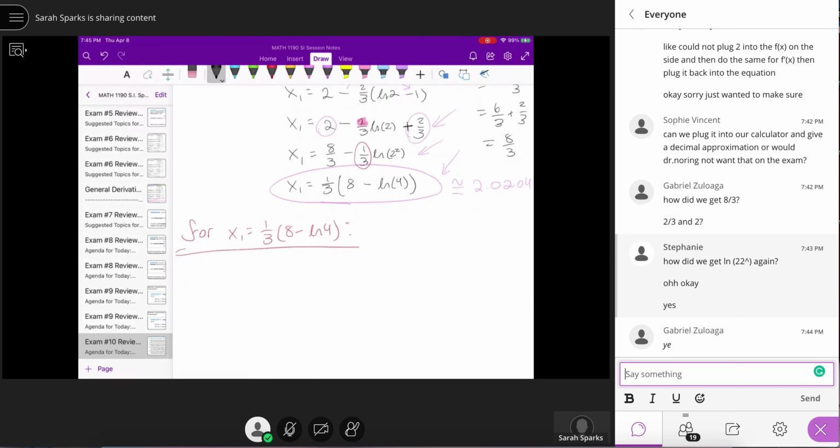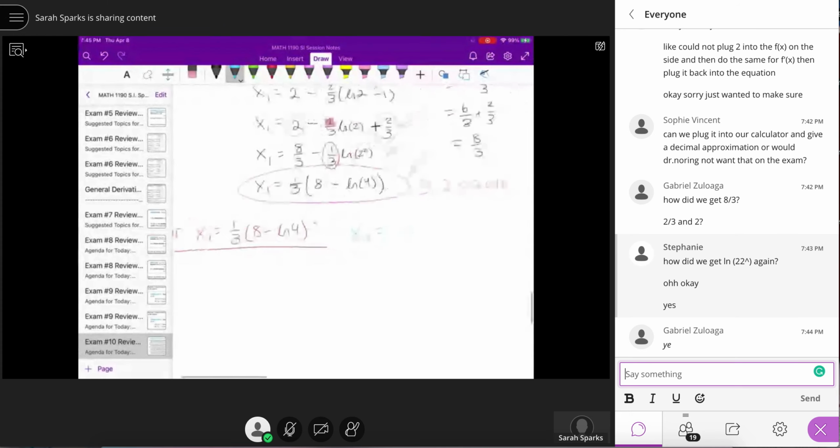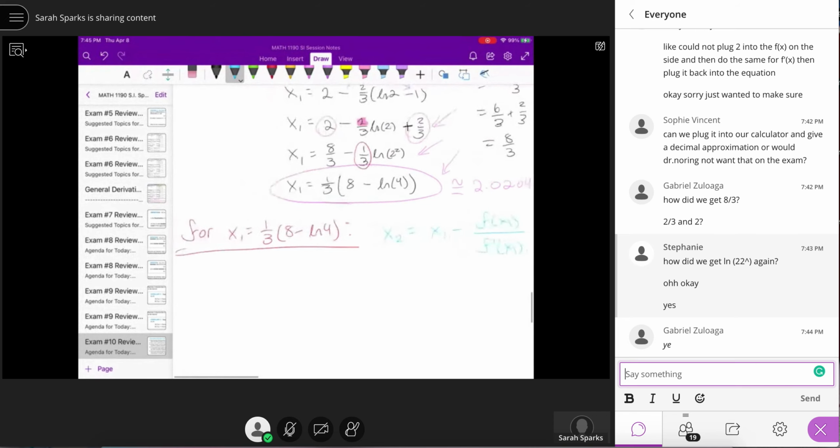So again, I'll write down our equation. Our x2 is equal to x1 minus f of x1 over f prime of x1. So writing out our f of x and our f prime of x, our f of x is natural log of x plus x minus 3, f prime of x equals 1 over x plus 1.